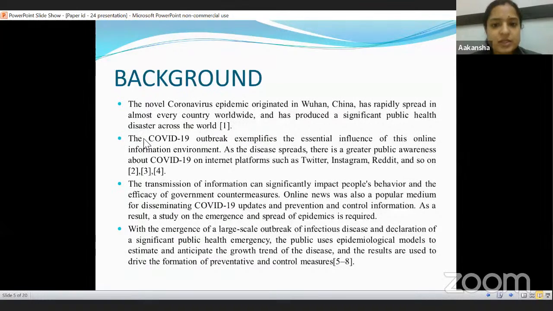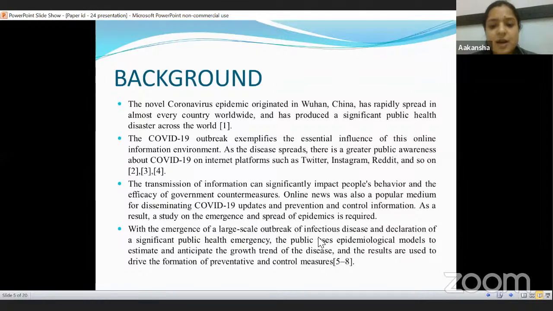Okay, so what the background says is that as the COVID-19 outbreak spread, there was great public awareness about COVID-19 on various internet platforms, and the transmission of the information can significantly impact people's behavior and the efficacy of government countermeasures. So online news was a popular medium for disseminating information regarding COVID-19 updates and also the prevention and control information. Therefore, there was a need for a study on the emergence and the spread of epidemics.